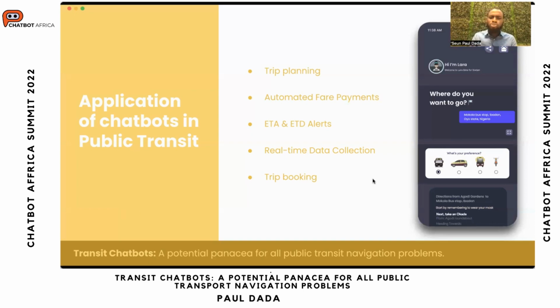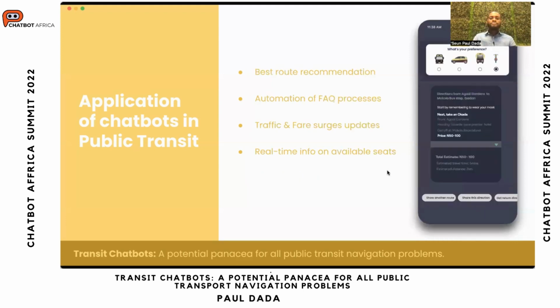We have things like trip booking. What does this mean? That means from the comfort of your home, you are able to book a seat for yourself. Not only do you know when the bus is coming, but you can book a seat. You can say, I want such and such a seat. Of course, there are a lot of technologies that have to come together to make this possible, but this is not out of reach at all, based on my experience.